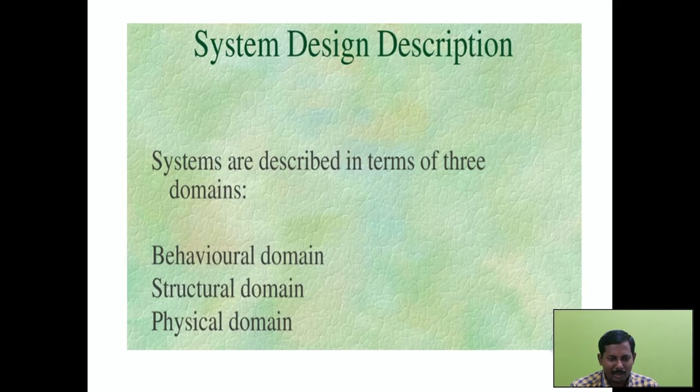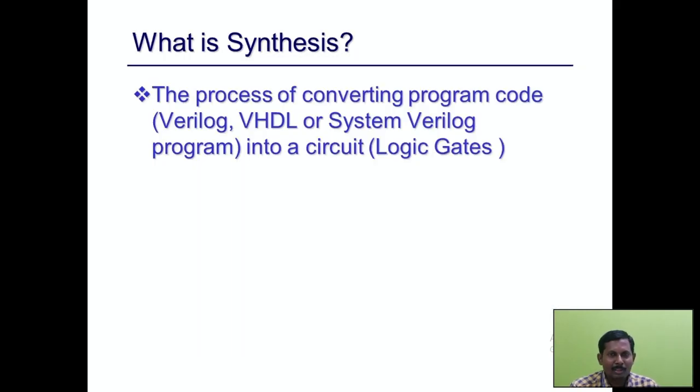Usually the systems are described in terms of three domains. One is the behavioral domain, second one is the structural domain, and third one is the physical domain. So what is synthesis? Synthesis is a process of converting program code into a circuit. Program code may be Verilog code or VHDL code or SystemVerilog. The programming level code needs to be converted into gate level design. This process is called synthesis.